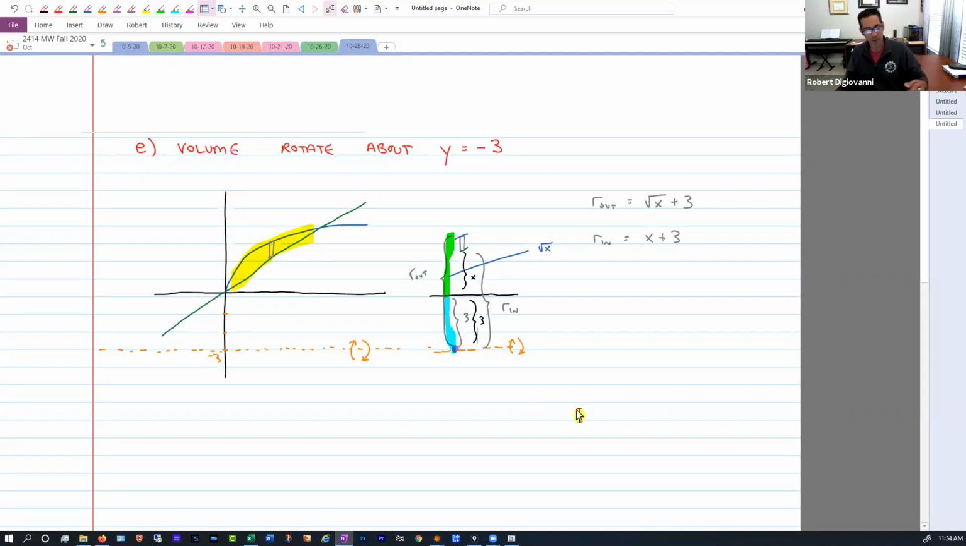And so now if we set up the integral, everything else will be the same. We're going to go pi, integral is still going to go from 0 to 1. But now we have the outer radius, square root of x plus 3, that quantity squared, minus the inner radius, x plus 3, that quantity squared dx. And yes, you would have to FOIL all that out, right? You would have to expand everything, collect like terms, find the antiderivatives, do your fundamental theorem of calculus, and you would get a volume.